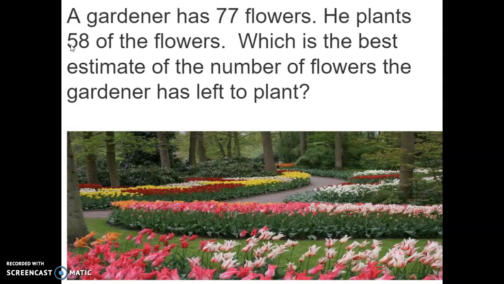In this problem now, we're able to go ahead and do our subtraction. So we have 80 minus 60. And if we know what 8 minus 6 is, then that number becomes very easy for us to calculate. 8 minus 6 is 2, so we know that we're going to have a 0 at the end of our number, so the answer is going to be 20. So in this case, we would restate our question, and we would say that the number of flowers the gardener has left to plant is about 20.